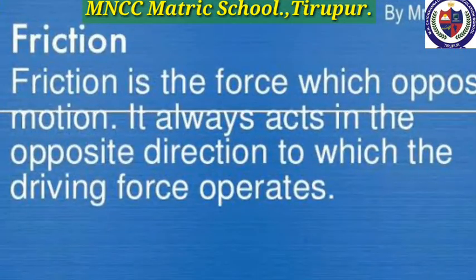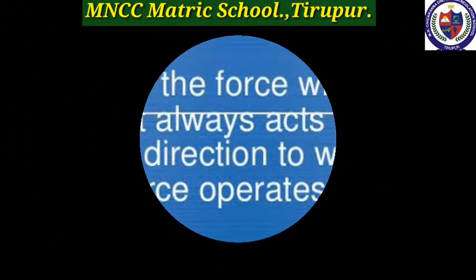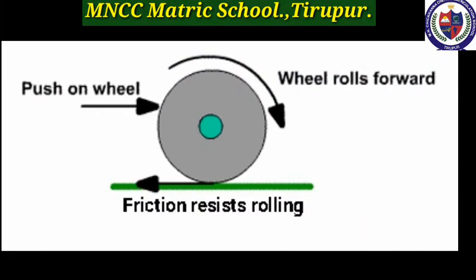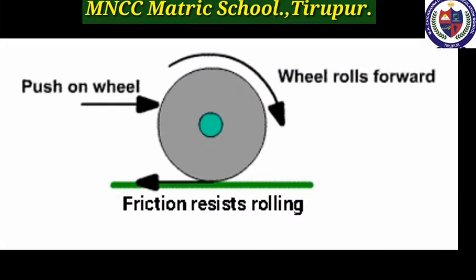So next we move to origin of friction. Frictional force or friction arises when two or more bodies in contact move or tend to move relative to each other. It always acts in the opposite direction of the moving body. For example, when we push a wheel, the wheel rolls forward. The friction resists the rolling of the wheel further.